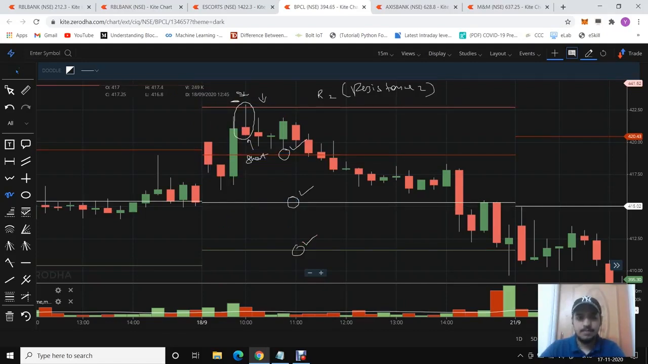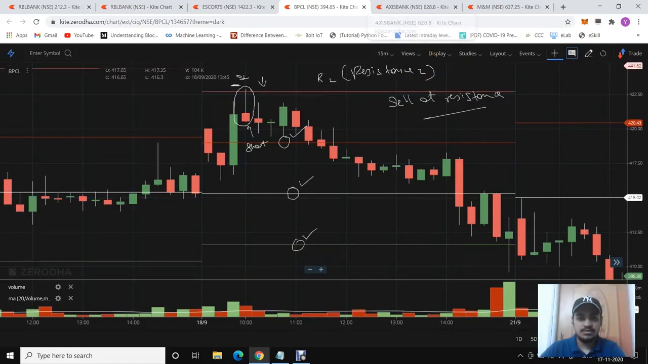Okay, fine. So this is the same trade, that is sell at resistance. Not the same example, but the example of the same strategy. Again the same thing: shooting star, high volume, we go short, stop loss above the level, that is above resistance, targets at the next support levels. I hope this is clear. Let's move on to the next example.